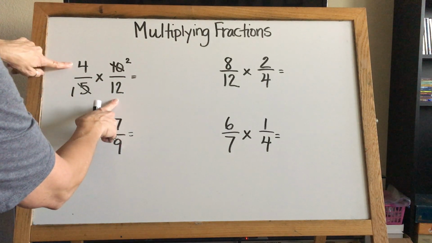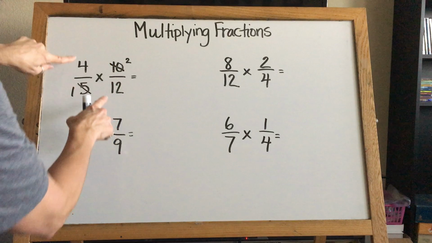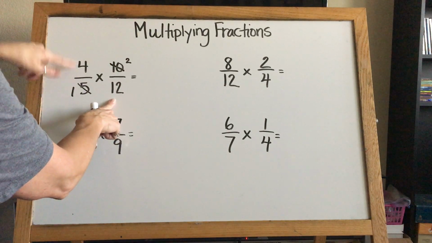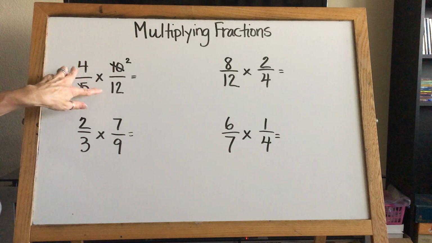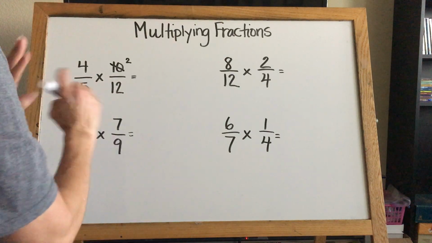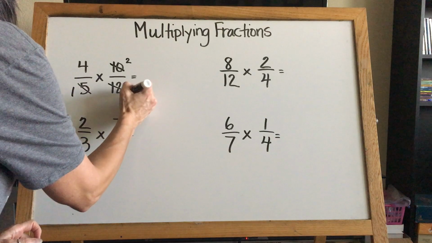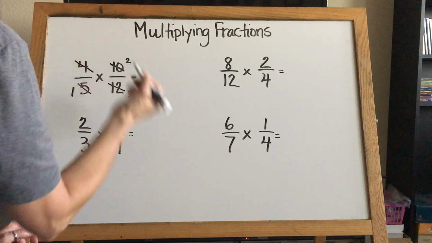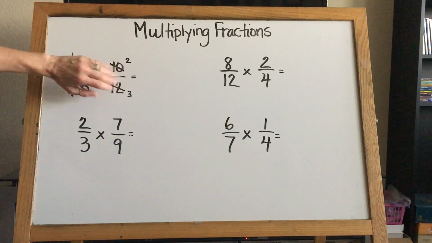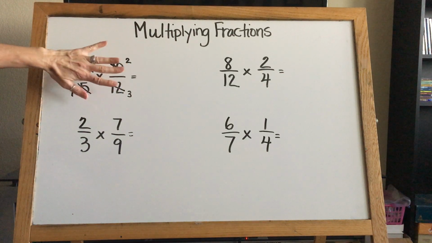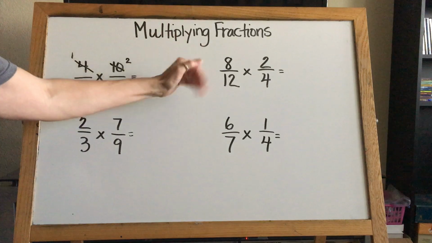So 4 and 12 have a common factor of 2. They also have a common factor of 4 because obviously 4 goes into 4 and 4 goes into 12. So we can reduce both of these numbers by 4. Same thing. 12 divided by 4 is 3. 4 divided by 4 is 1.